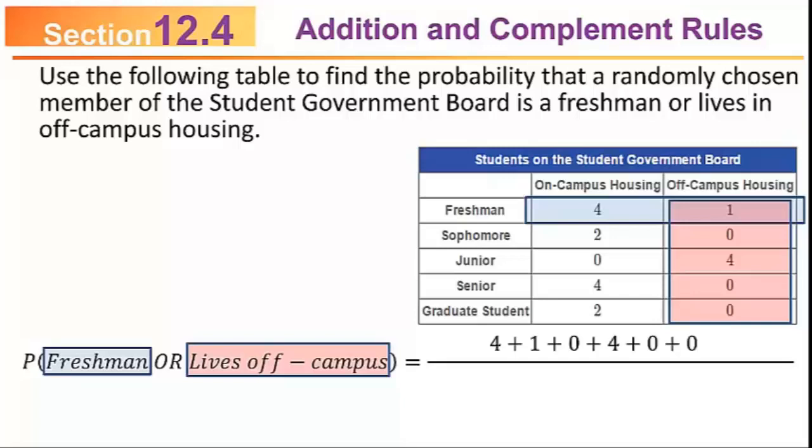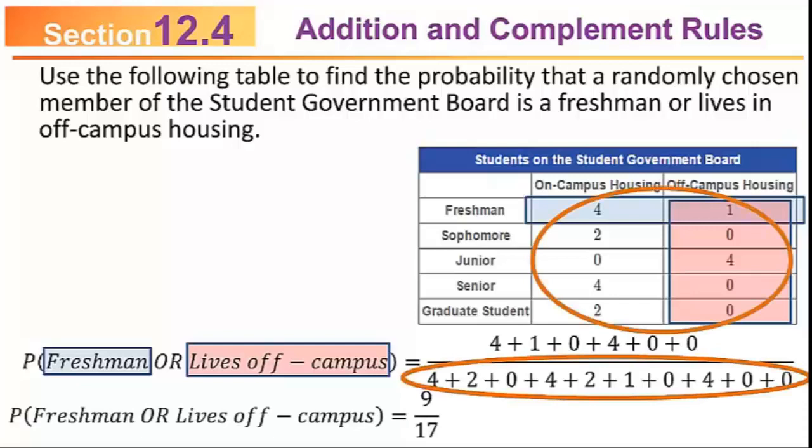That's only 9. And then when you count everybody, you get 4 plus 1 plus 2 plus 0 plus 4 plus 2 plus 1 plus 0 plus 4 plus 0, 0, you get 17. So the answer is 9/17. Again, you could use the addition rule to get the answer, but I would recommend just doing it straightforwardly.